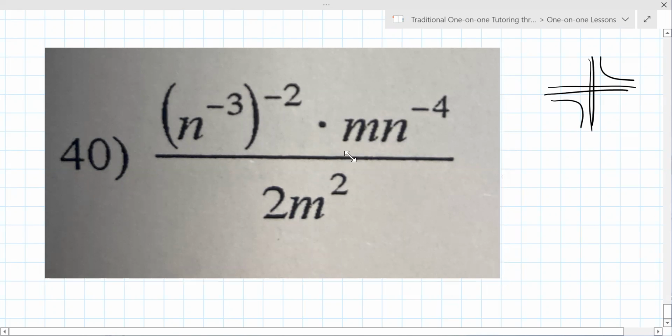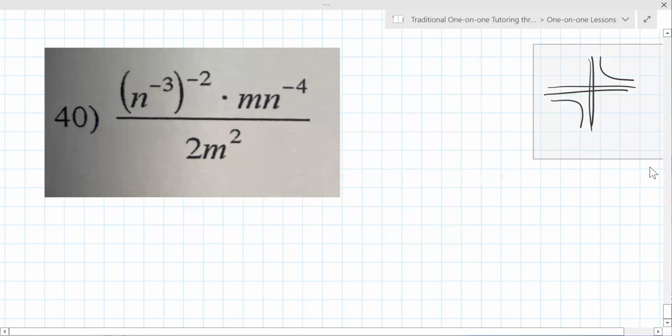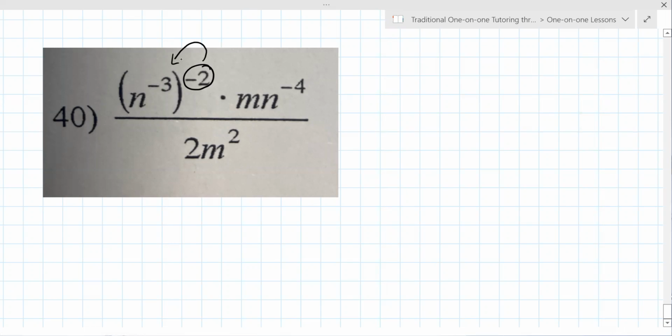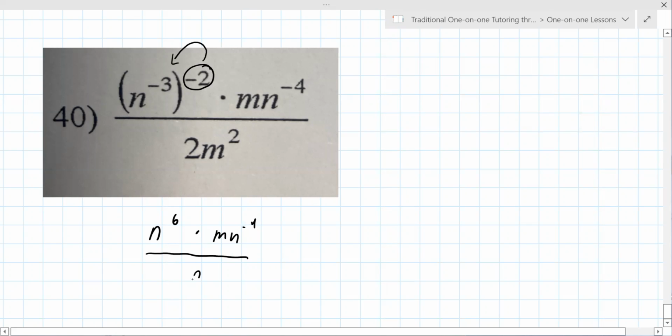When you look at a problem like this, are you drawn to the exponent? Because that's what you told me in 38. Okay, so that's important to deal with first. While you don't have to, it is the best thing to do. So you multiply the exponents: n to the 6th times mn to the minus 4th over 2m squared, like that. And you have to decide what you're going to do next.